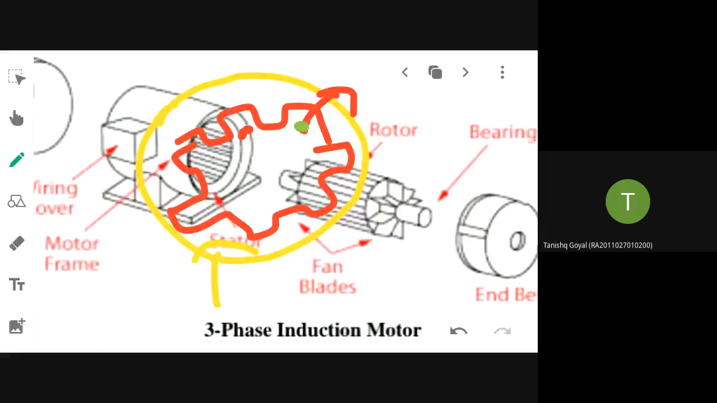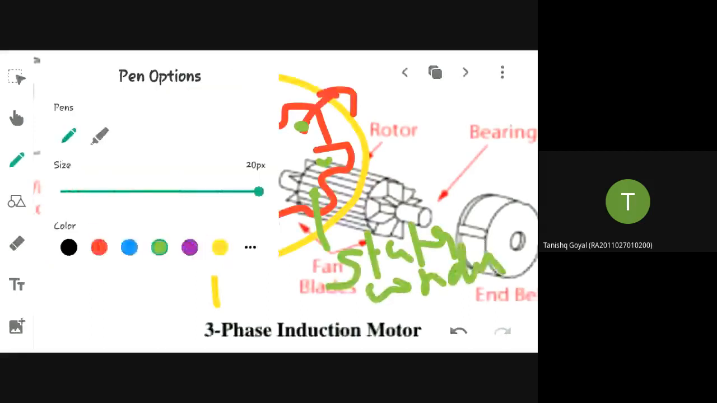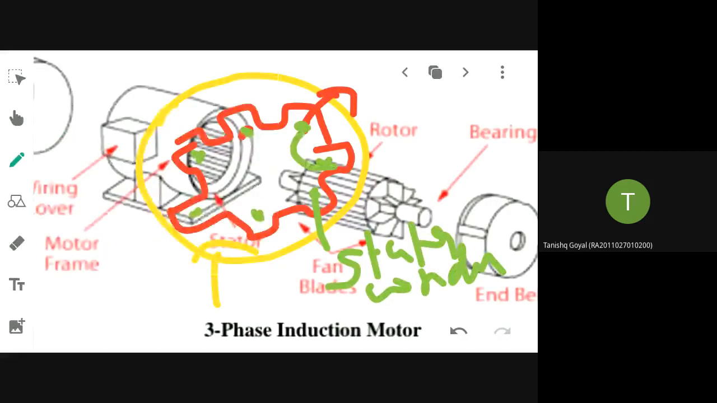Stator conductors will be placed, not rotor. Then you are going to connect everything, all the stator windings, either in star fashion or delta fashion. And it will be connected to RYB.